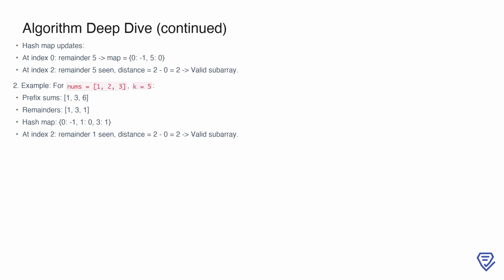In another example, with nums equals [1, 2, 3], and k equals 5, the prefix sums are 1, 3, 6, and the remainders are 1, 3, 1. Here, remainder 1 is first seen at index 0 and again at index 2. The distance of 2 confirms a valid subarray. These examples demonstrate how the hash map efficiently identifies valid subarrays using the cyclic properties of modular arithmetic, making this approach both elegant and effective.